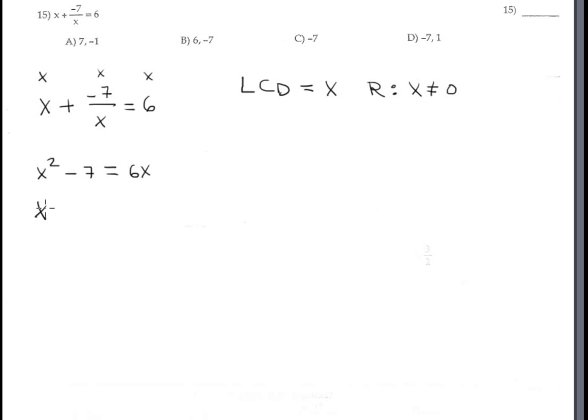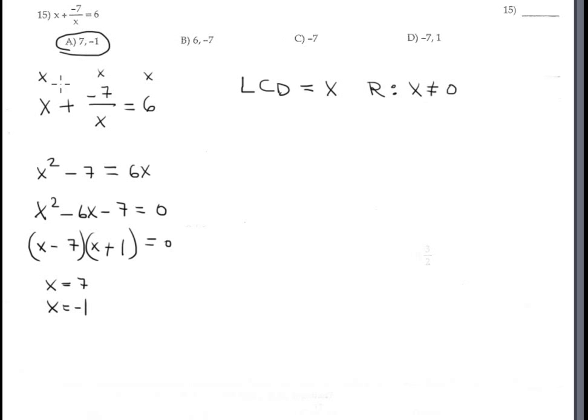You put it in standard form: x squared minus 6x minus 7 equal to 0. And let's do the factorization. The factorization is x, 7 and 1, negative 7 and positive 1. Therefore the solution is 7 and negative 1. The solution set is 7 and -1, which corresponds with the option A. Okay.